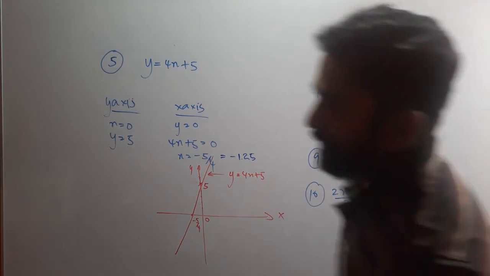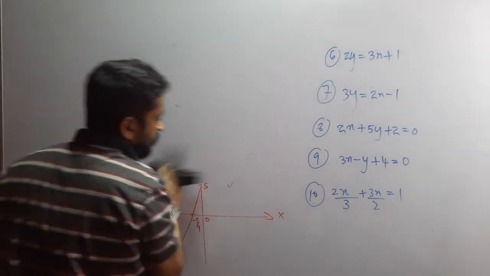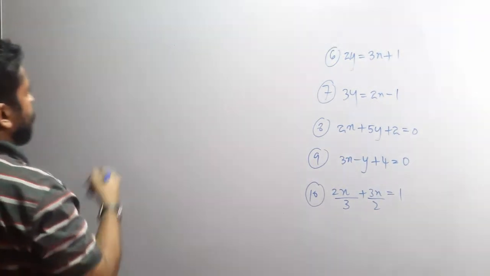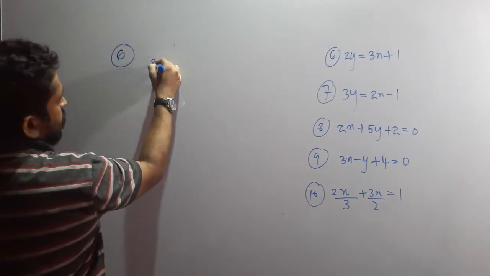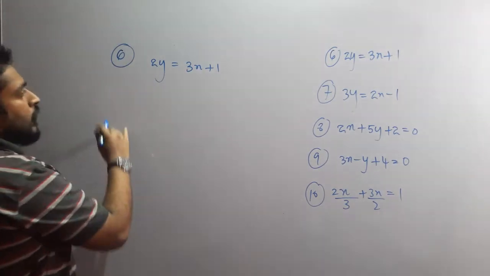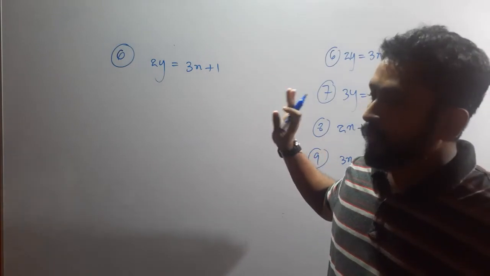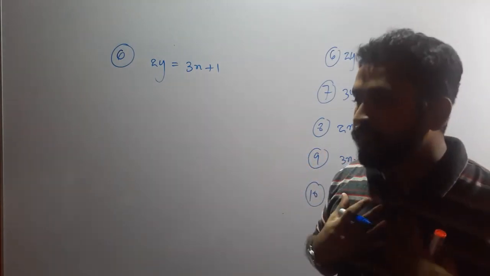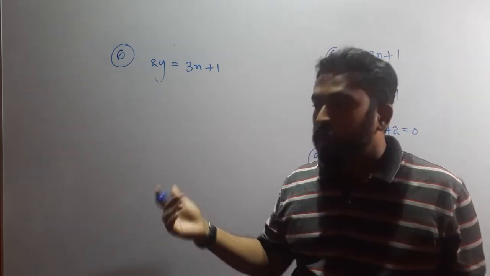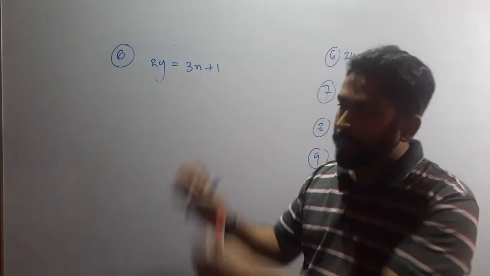You keep doing, and I'm starting from question number 6. Question number 6 is 2y equals 3x plus 1. Even if the straight line is not in the standard form, it doesn't matter for us. Why? We only need those 2 important data points to find out, so this is not a burden. Keep it as that.